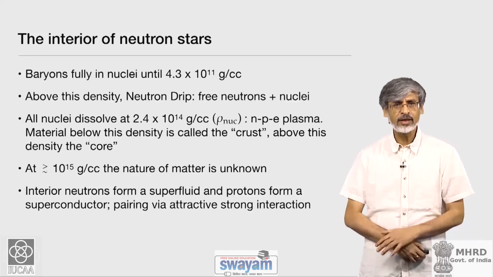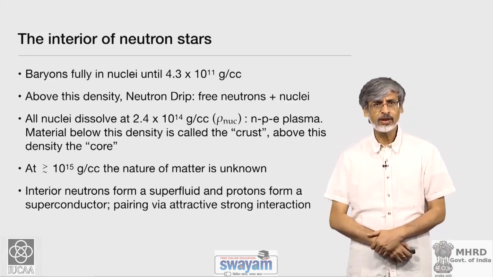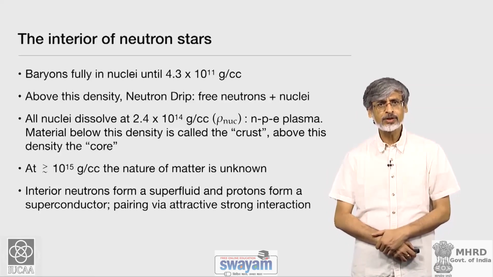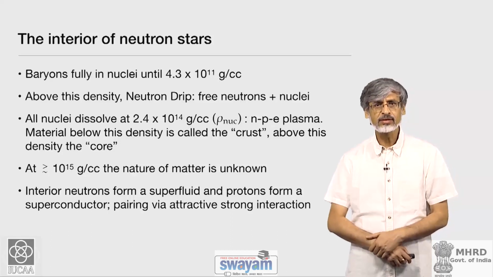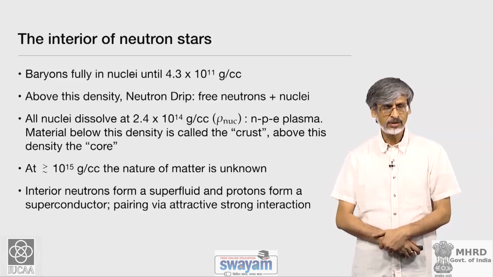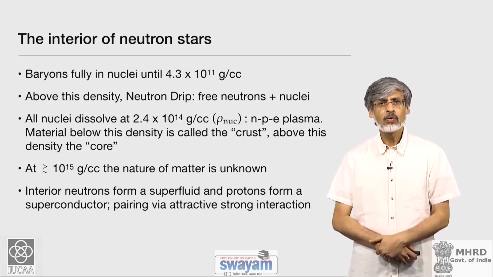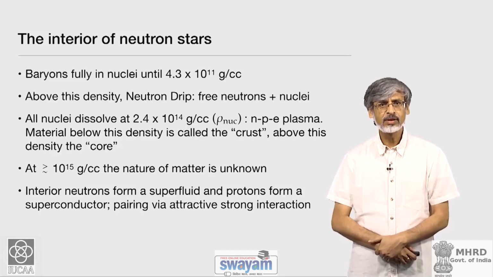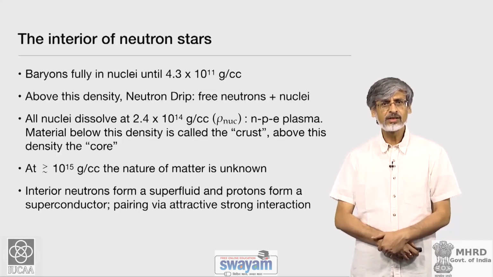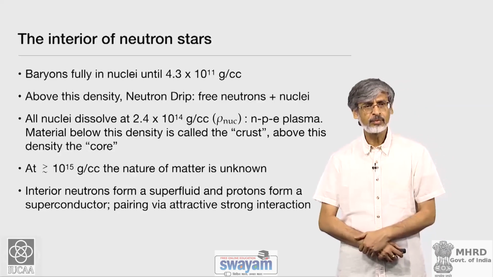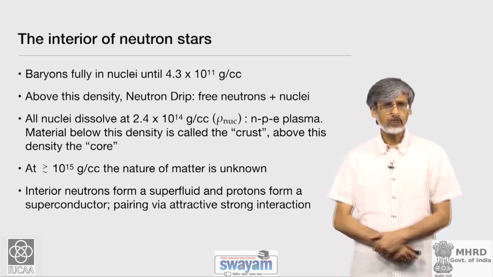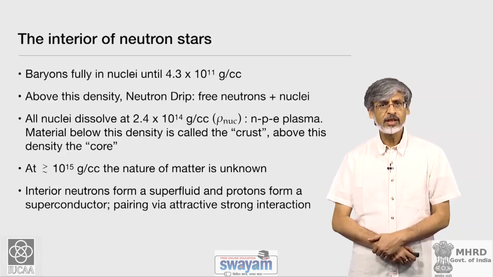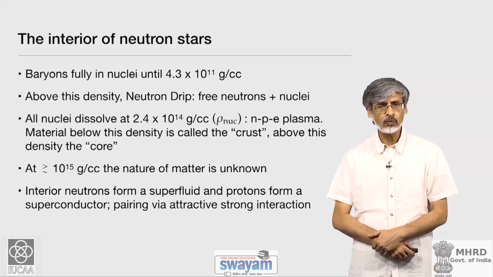So, you then have a mixture of free neutrons and nuclei. All nuclei dissolve at 2.4 times 10 to the power of 14 grams per cubic centimeter, which is the nuclear density. At this point, one has a mixture of neutron, proton, electron plasma. Material below this density is called the crust, and material above this density is called the core. At about 10 to the power of 15 grams per cubic centimeter or more, the nature of matter is quite unknown.